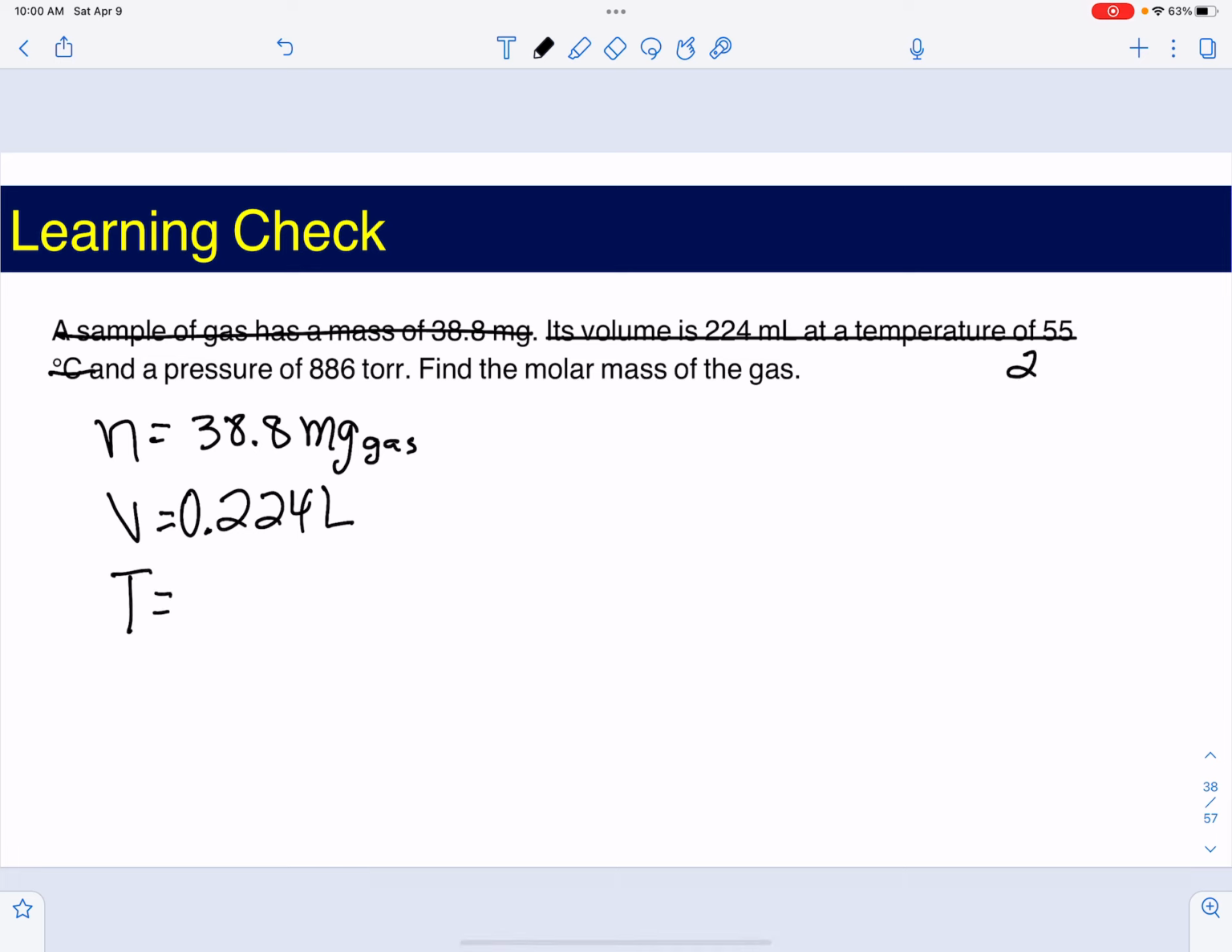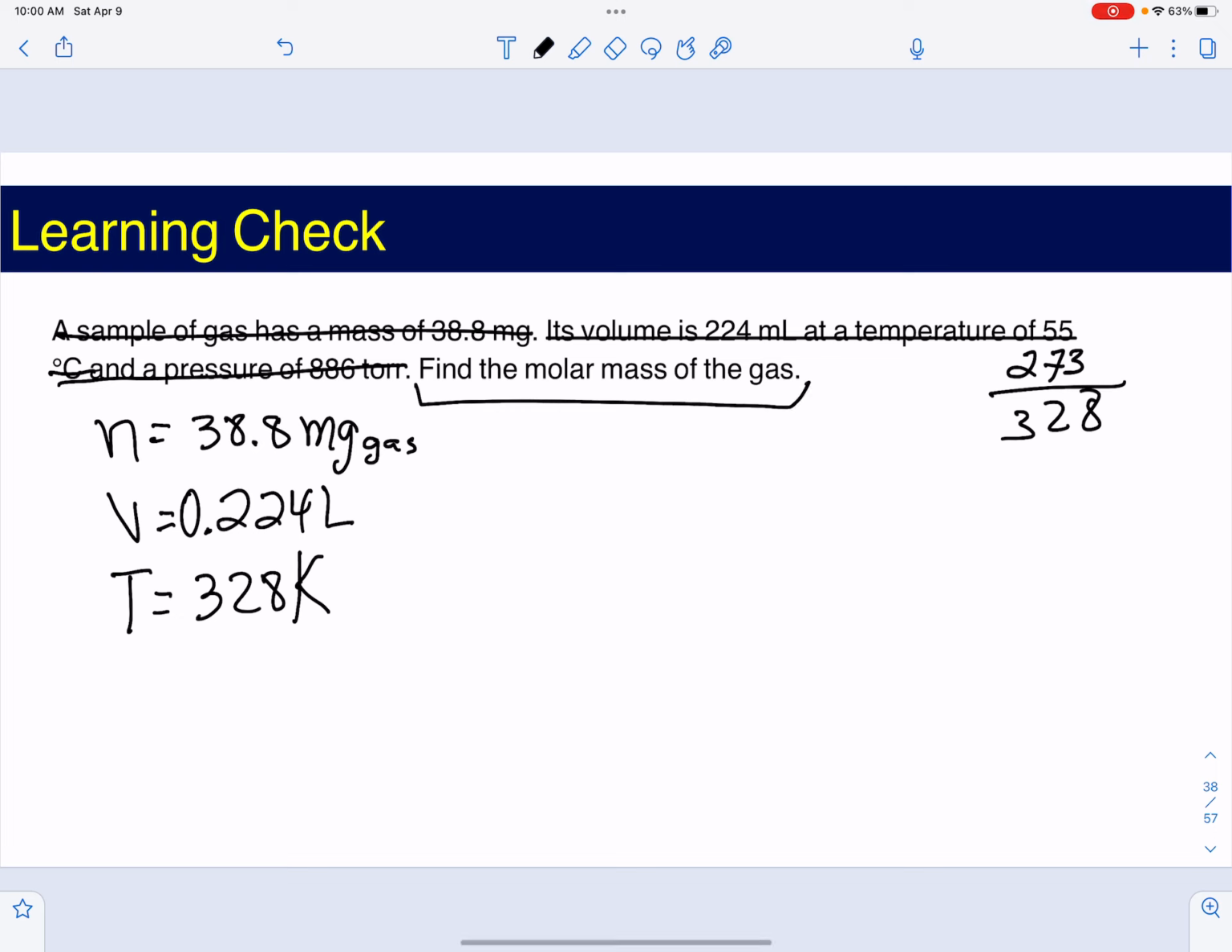And the temperature is 55 degrees Celsius, which I know has to be in Kelvin. So 55 plus 273 is 328 Kelvin. So as you practice, those are things that you say: okay, it has to be Kelvin, it has to be liters. And the question is, find the molar mass. PV equals nRT. This is pressure, this is volume, this is moles, this is the gas constant, and this is temperature. I do not see molar mass anywhere.